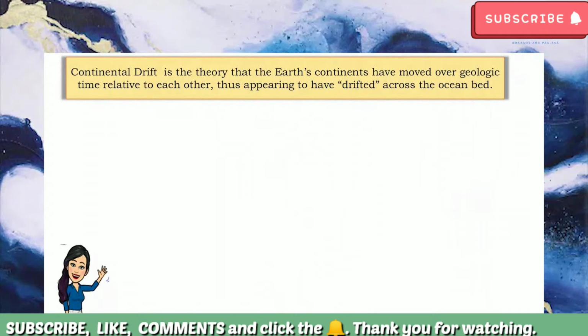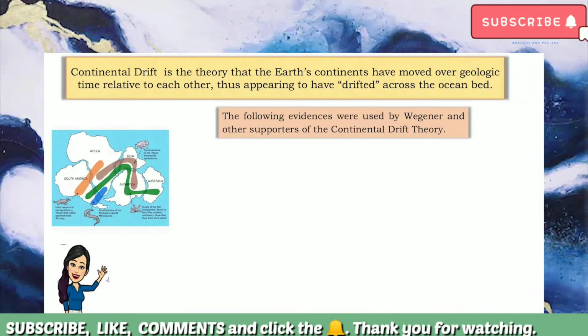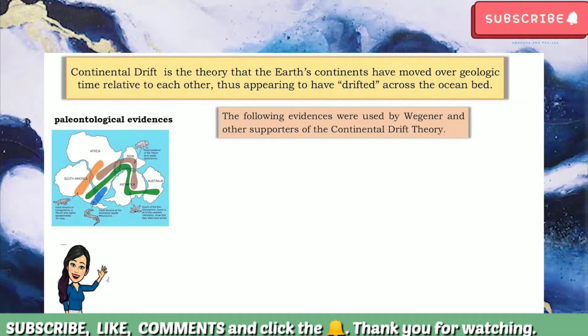Continental drift is the theory that the Earth's continents have moved over geologic time relative to each other, thus appearing to have drifted across the ocean bed. The following evidence were used by Wegener and other supporters of the continental drift theory. 1. Paleontological evidence. There is similarity of certain fossils found on the continents of both sides of the Atlantic.